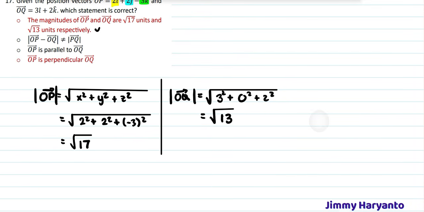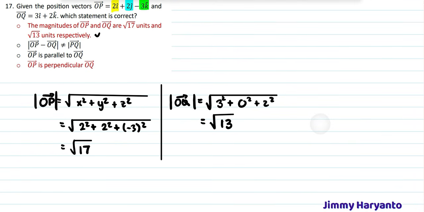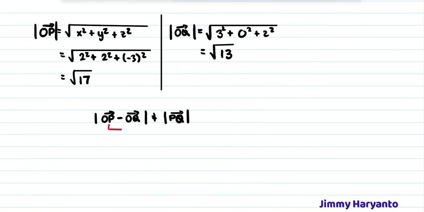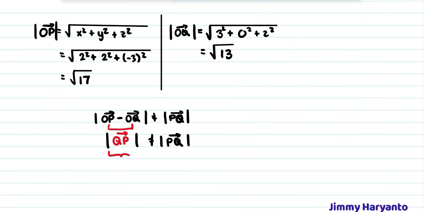Next is the length of OP minus OQ, not the same with the length of PQ. Okay, let's write it like this first. OP minus OQ is not the same with the length of PQ. OP minus OQ is actually QP, right? We have the formula for this one. Not equal to, sorry, PQ. Okay, this means the magnitude of QP.